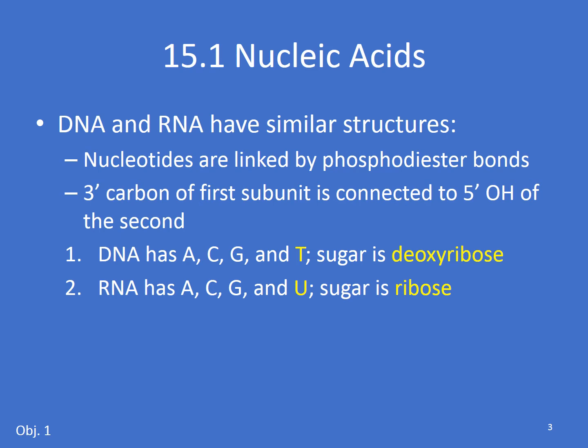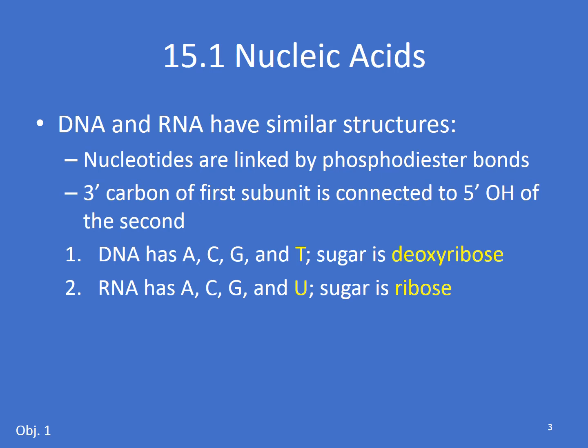Alright, DNA and RNA, nucleic acids. So they have similar structures and similar names. DNA and RNA are both polynucleotides that are linked by phosphodiester bonds. We'll look a little bit closer at the structure here in a minute. In this structure, the 3' carbon of the first subunit is connected to the 5' hydroxy of the second unit. DNA has 4 bases, A, C, G, and T, whereas RNA has A, C, G, and U. So in DNA, where you see thymine, in RNA, that's going to be uracil.